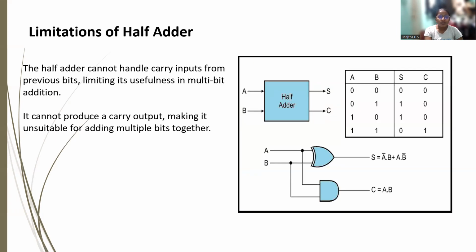The limitations of half adder. The half adder cannot handle carry inputs from previous bits, limiting its usefulness in multi-bit addition. It cannot produce a carry output, making it unsuitable for adding multiple bits together.